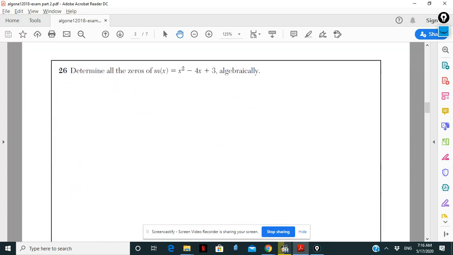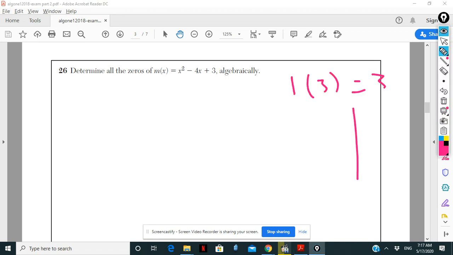Question number 26. Determine all the zeros of the equation f(x) equals x squared minus 4x plus 3. In that case, I'm going to use the AC method. I multiply the a value by the c value, so 1 times 3 gives me 3. Now I'm looking for the factors of 3, which are 1 and 3. When you add them up, because it was positive 3, it's 4.